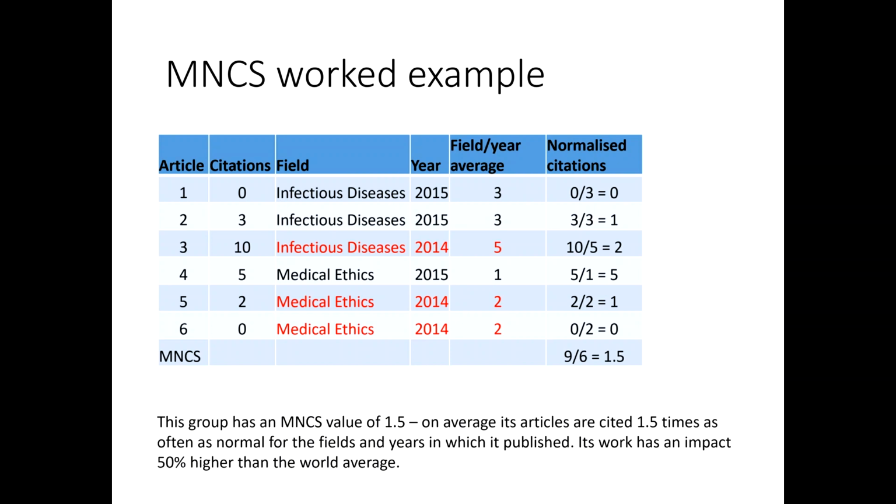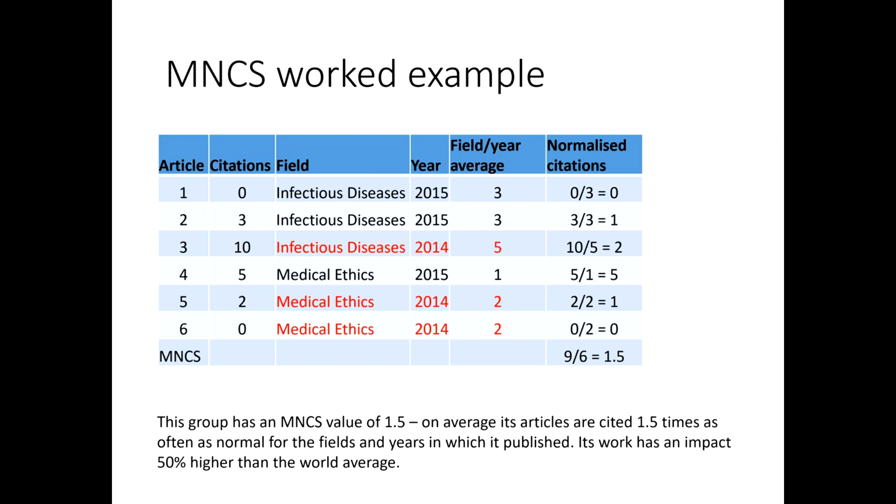This table shows 6 articles with an MNCS score of 1.5. Where does the 1.5 come from? Well, for each of the 6 articles, the number of citations is recorded in the second column, and in the 5th column is recorded the world field and year average citations corresponding to that field and year. The average number of citations per paper for the whole world for infectious diseases in 2015 is 3. For 2014 it's 5. For medical ethics in 2015 it's 1, and for 2014 it's 2.